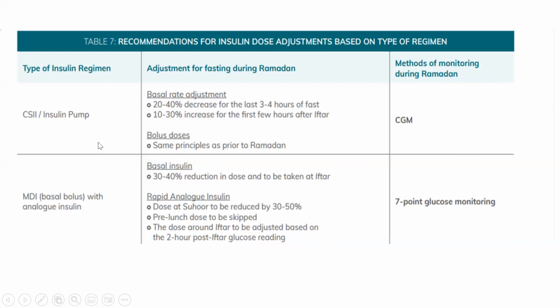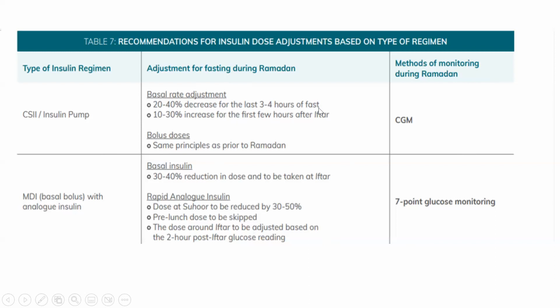Now, if the patient is on an insulin pump, so if they have mentioned the patient is a type 1 diabetic patient and the patient is on a CSII or an insulin pump, and then they will ask you what is the adjustment you'll be doing in the basal rate of this patient. So what is the recommendation? 20 to 40% decrease for the last 3 to 4 hours of the fast.